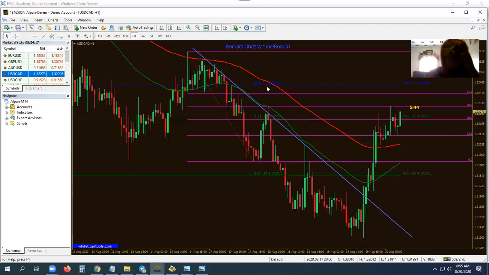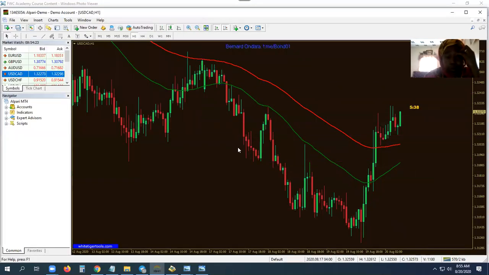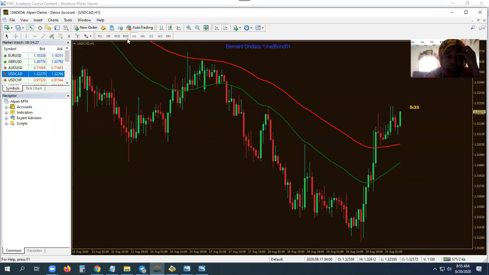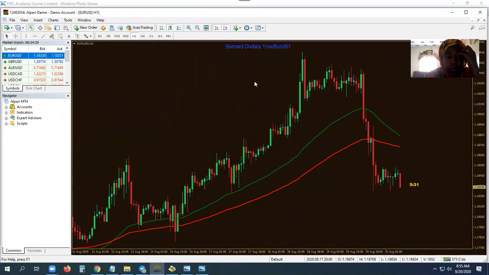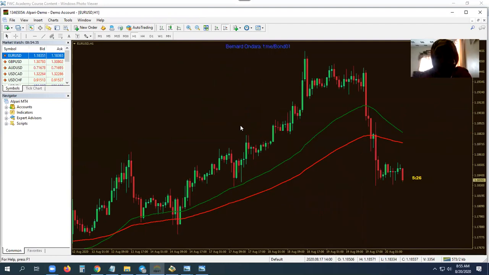Great. So we leave that for now. We do away with these levels. Go back to our pair. I like using EUR/USD most of the time for demonstration, so you understand why.